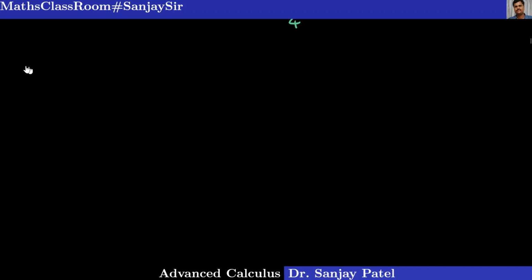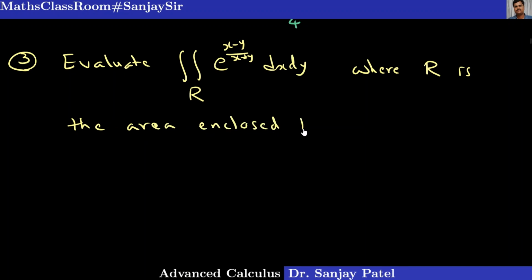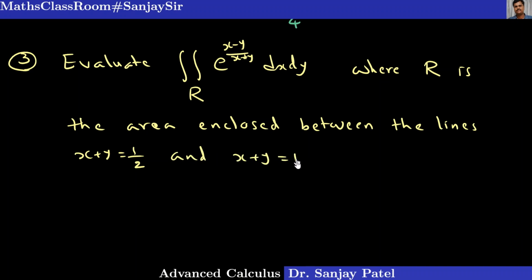Say, evaluate the double integral of the function e raised to x minus y upon x plus y, dx dy over R, where capital R is the area enclosed between the lines x plus y is equal to 1 by 2 and x plus y is equal to 1, and it is lying in the first quadrant.